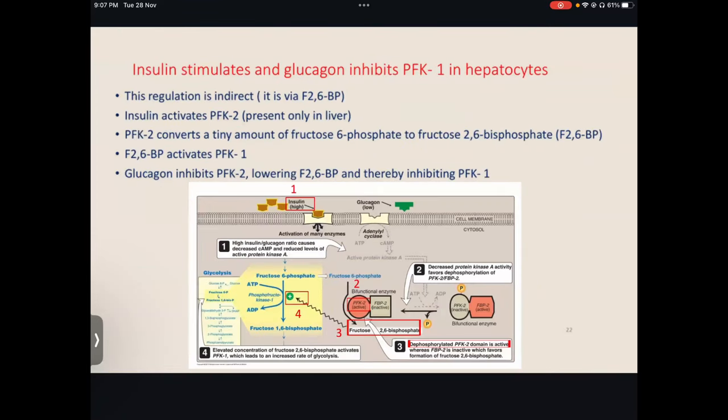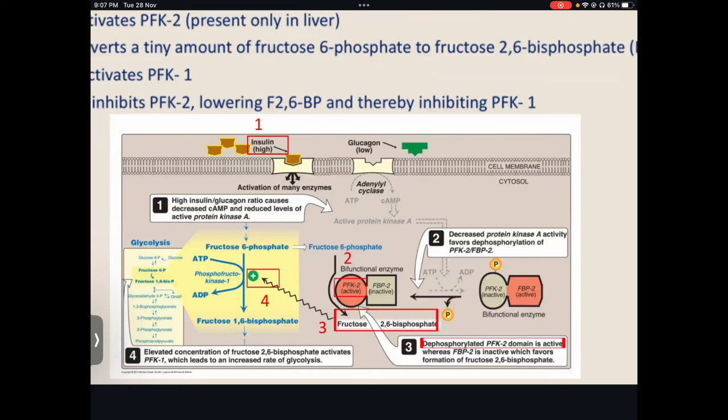So I want you to look at this diagram right here. Now, I know this looks very confusing. I'll try to explain it as simply as I can.